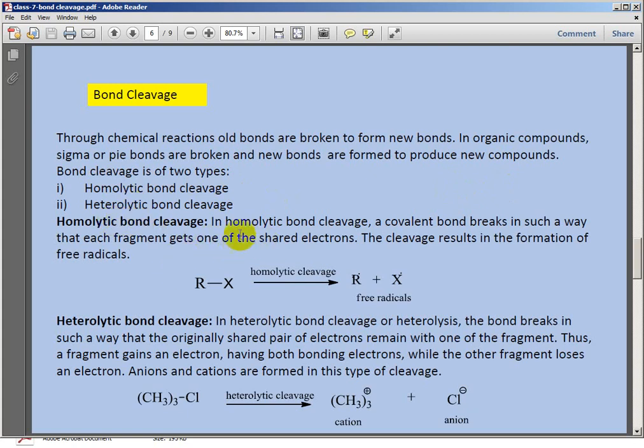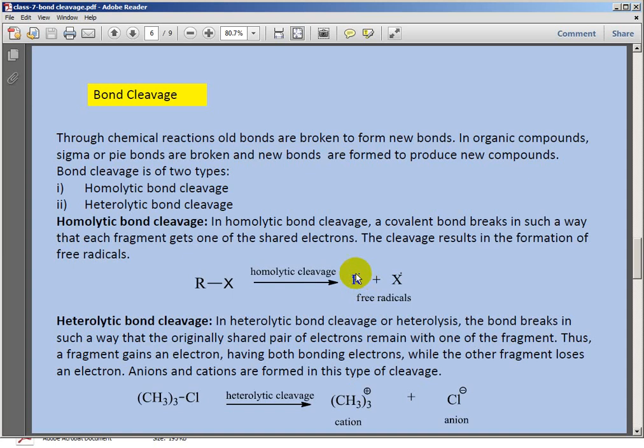Homolytic bond cleavage. In homolytic bond cleavage, a covalent bond breaks in such a way that each fragment gets one of the shared electrons. We know a bond is formed by two shared electrons. Here, this bond is broken. As a result, one electron goes to each atom.